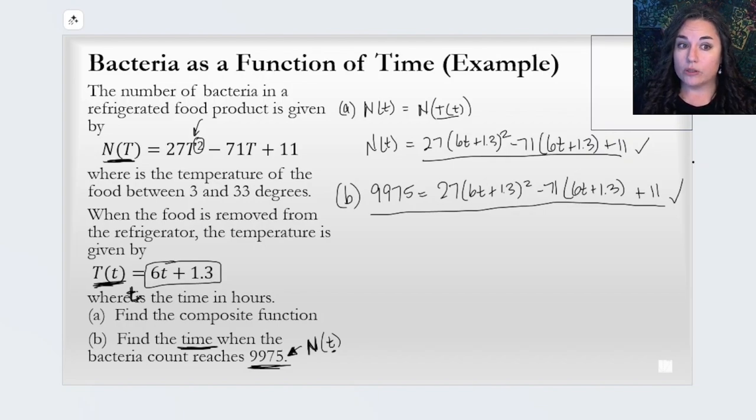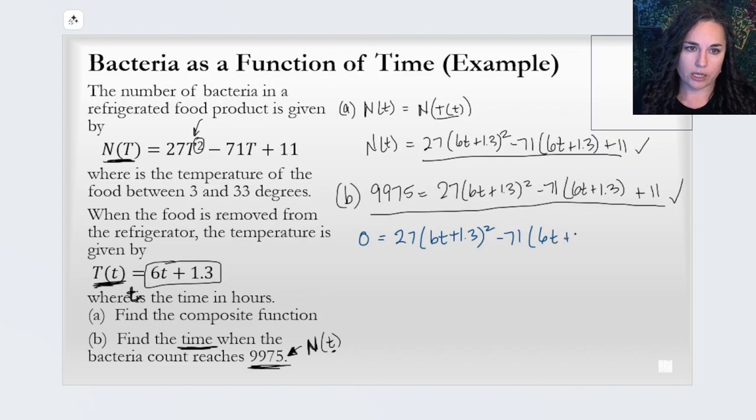Okay, so if I were to redirect you into a wiser way of solving this problem, this equation is true. That's absolutely the equation that I need to solve. But what I'm going to notice is that in order to use the quadratic formula, I'm going to get an a factor, a b factor, and a c factor. I'm going to have to move that 9975 over. So I'm going to get 0 equals 27, 6t plus 1.3 squared. Those are still true. That doesn't change anything about these terms, and I'm not going to multiply them out.